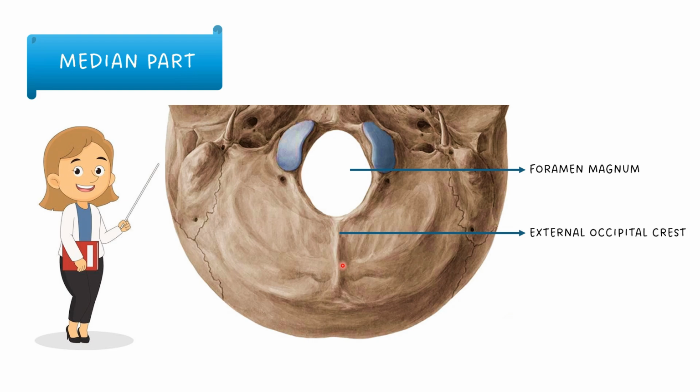The external occipital crest extends from the posterior margin of the foramen magnum to the external occipital protuberance. The upper margin of ligamentum nuchae is attached to it. The external occipital protuberance, we see it at the end of this external occipital crest. Trapezius is attached to it superiorly and the ligamentum nuchae is attached inferiorly.